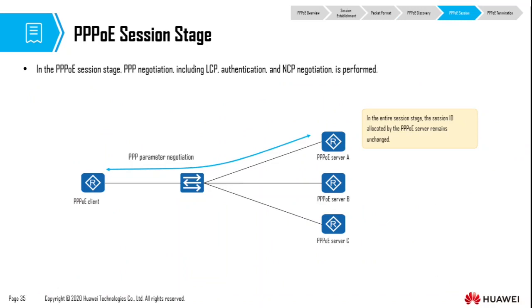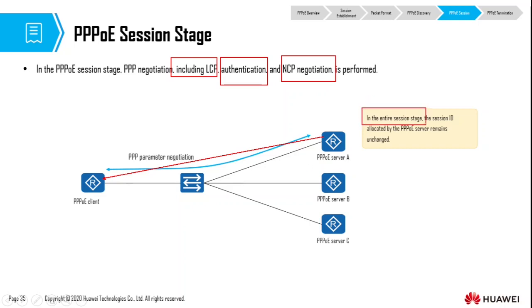On the session stage, this simply includes the PPP that we looked at in the previous section. So it includes LCP negotiation, then authentication, then NCP negotiation. So nothing really different. That is going to happen between the PPPoE client and the particular PPPoE server that offered a session ID to it. During the entire session stage, the session ID allocated by the PPPoE server remains unchanged.